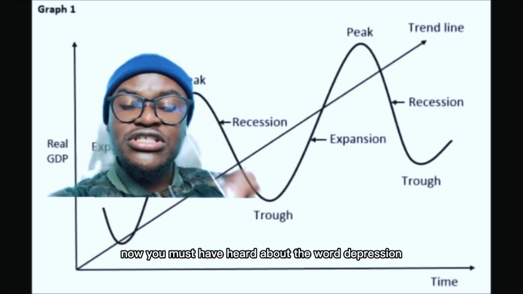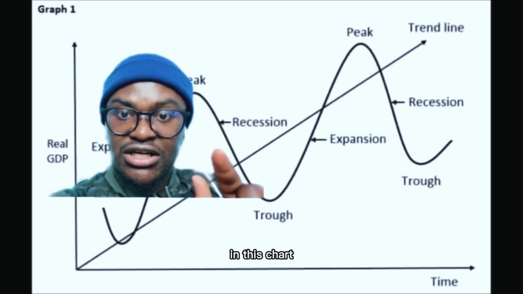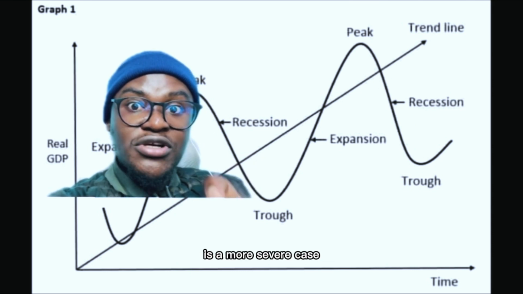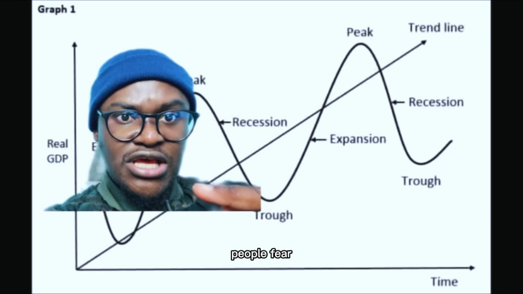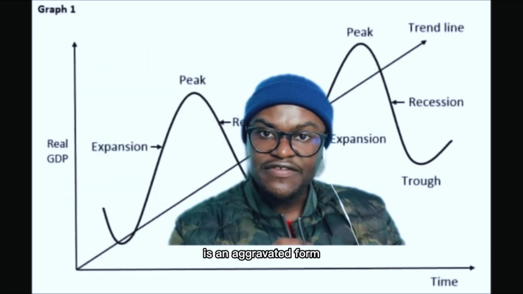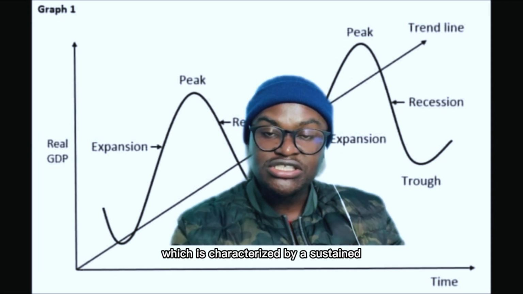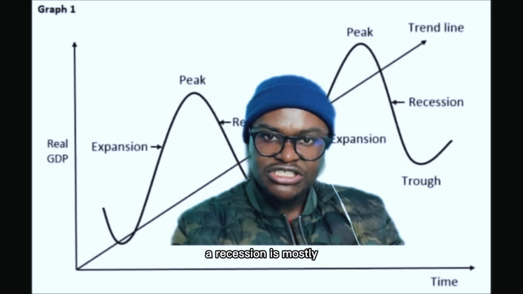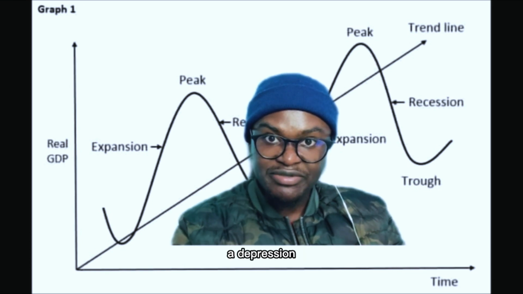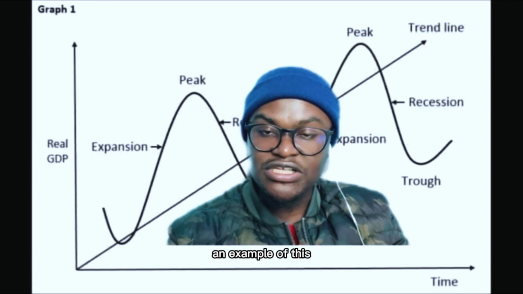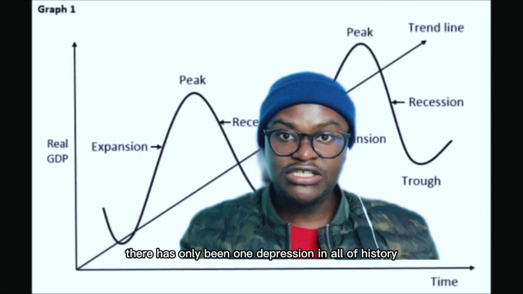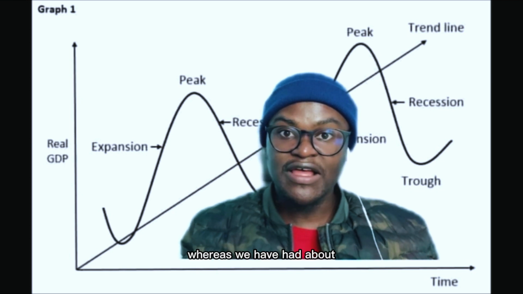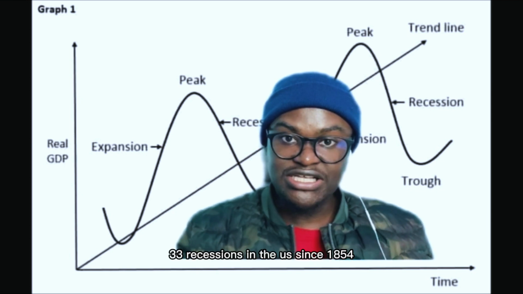Now, you must have heard about the word depression, and you don't see that in this chart. That's because a depression is a more severe case of a recession. It is so much severe that during a recession, people fear a depression. So a depression is an aggravated form of a recession, which is characterized by a sustained downturn in economic activity. A recession is mostly a temporal thing. A depression is a longer term thing. An example of this is the Great Depression that lasted for 43 months. Now, this is not a call for fear. Do not be alarmed. There has only been one depression in all of history, whereas we have had about 33 recessions in the US since 1854.